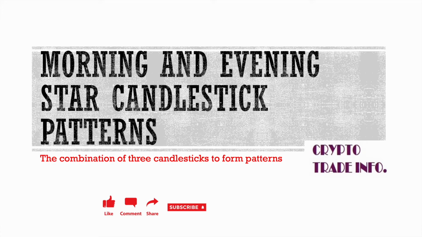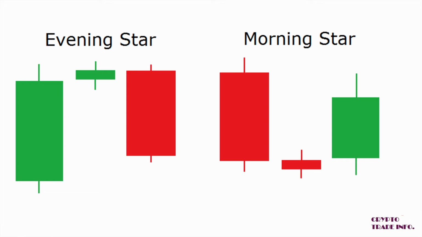So today we'll be talking about morning and evening star candlestick patterns. This is what the candlestick patterns look like. This is evening star, a combination of three candlesticks. Now evening star we know is a bearish reversal pattern, while morning star is a bullish reversal pattern.